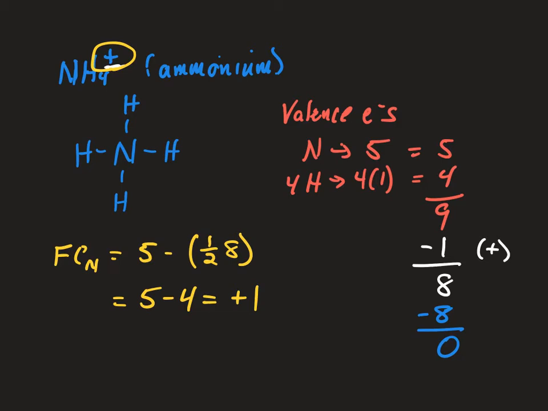And one thing we notice is that the sum of the formal charges is equal to the charge on the ion. Okay, so we've got our plus, and so that is the proper Lewis structure of the ammonium ion with the formal charge on the central nitrogen.